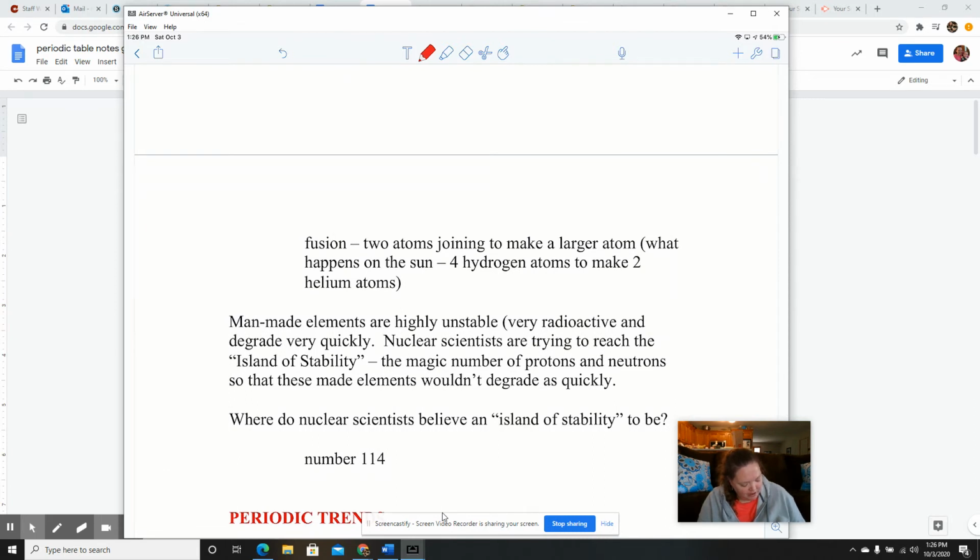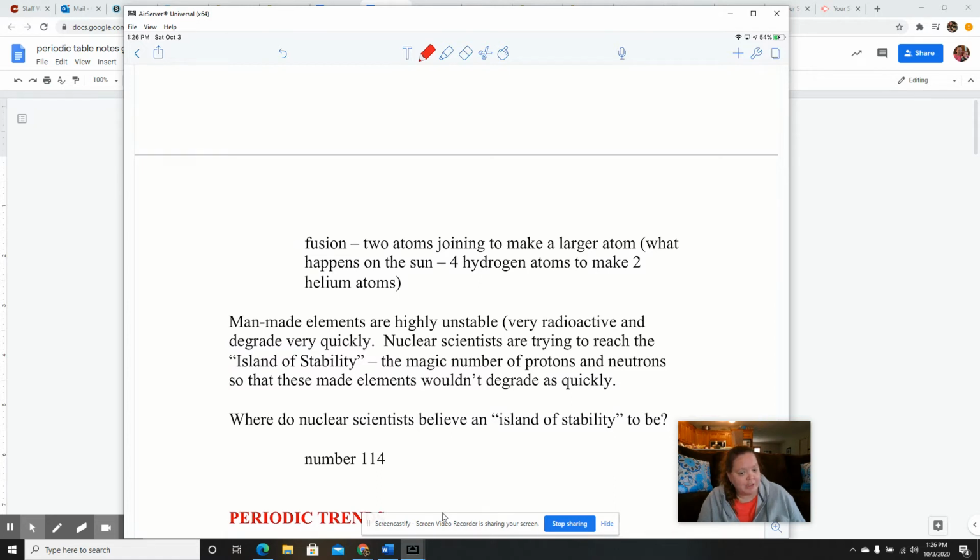Man-made elements are highly unstable, okay? They're very radioactive and they degrade very quickly, some lasting only a few microseconds, just long enough to be detected, and then they are disintegrated. They are trying to reach an island of stability where the number of protons and neutrons are more stable and they won't degrade as quickly.